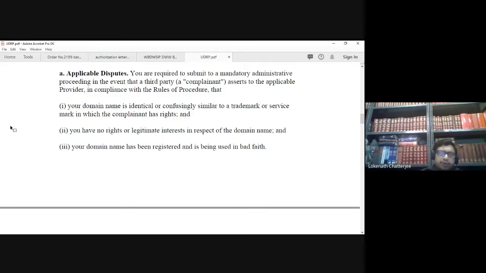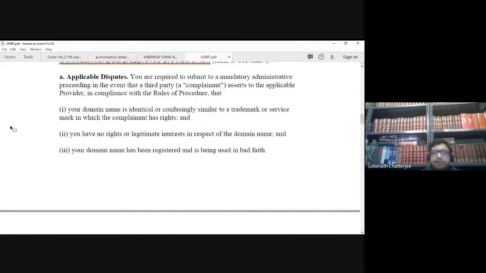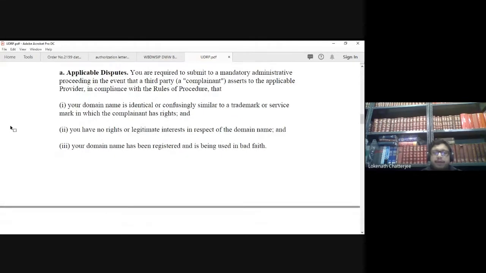So now we come to the portion under paragraph 4a, which deals with applicable disputes. Essentially, what kind of disputes can be referred for this kind of dispute resolution. So the administrative proceeding is mandatory in case the complainant says that, because if you look at it, there are thousands of websites which have come up, and for example, today someone comes up with a website which is very close to ICMAI.